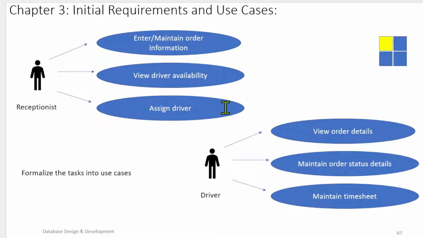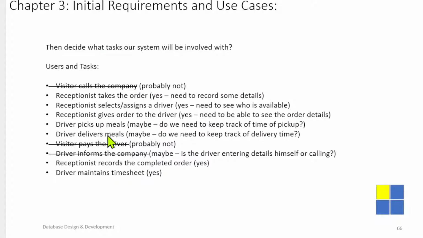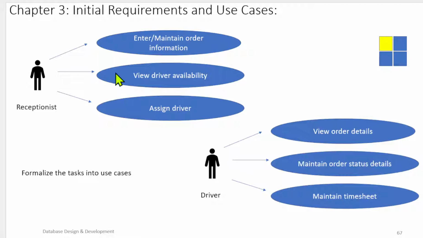Instead of just a boring slide deck, let's build out some pictures. We have to break it down by different users. What are the users? In the earlier case, we removed the actual person ordering the food as a user, even though I'd argue that they could be a user, especially with technology. So let's just consider we have the receptionist and the driver. The receptionist is going to maintain the order information, view drivers' availability, and assign drivers. The driver is going to view order details, maintain order status details, and maintain a timesheet.